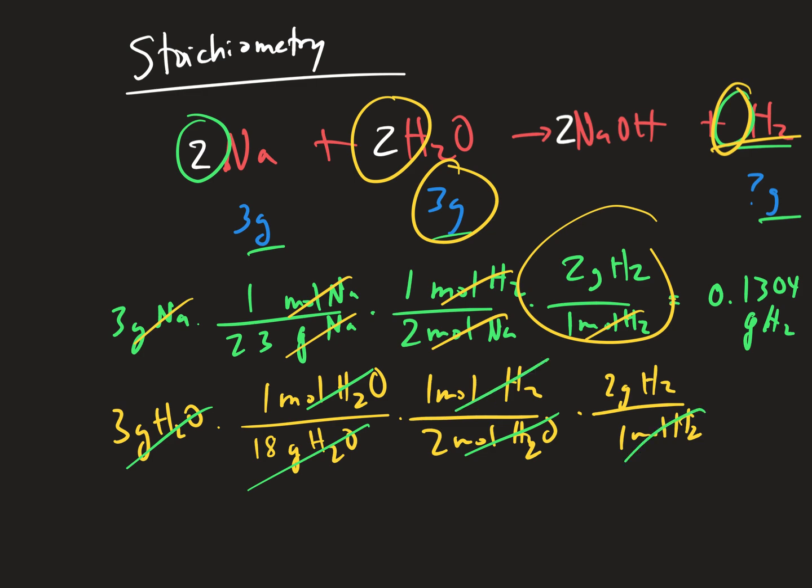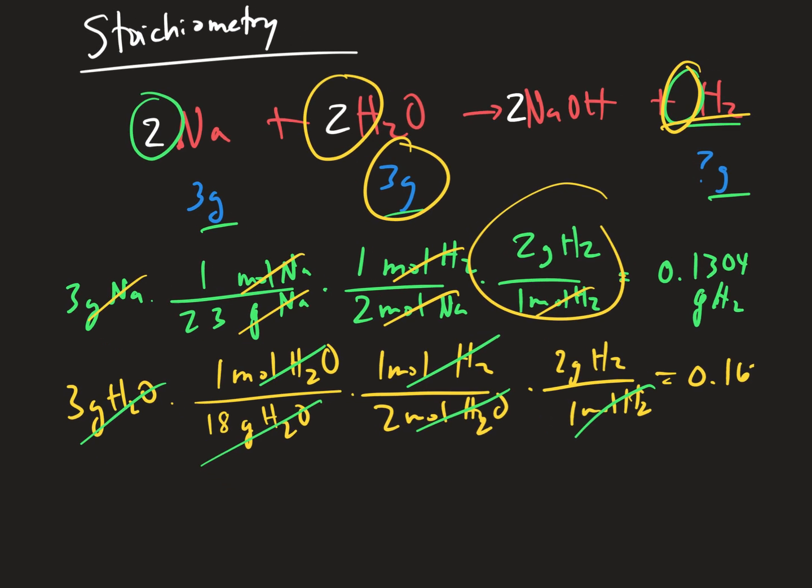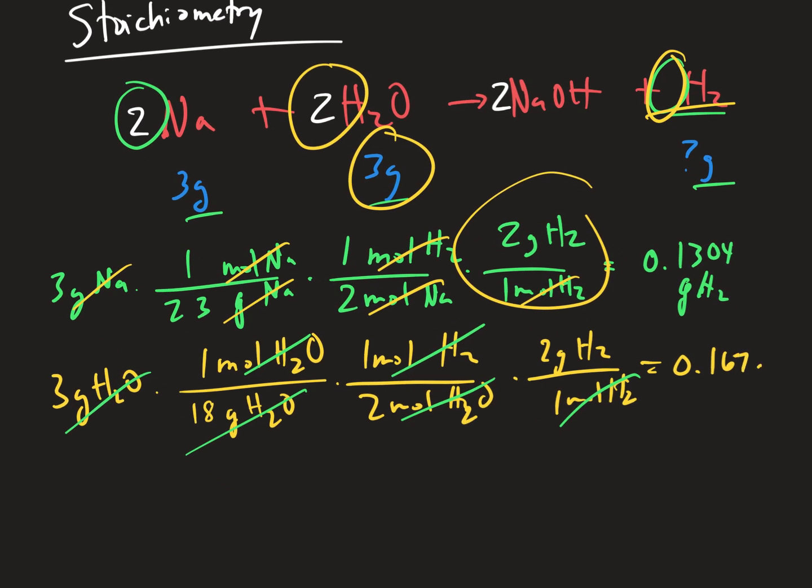That goes away. And we're left with 3 divide 18. 0.167 grams of H2. So what's our answer? How many grams of H2 do we make? What's our best prediction?